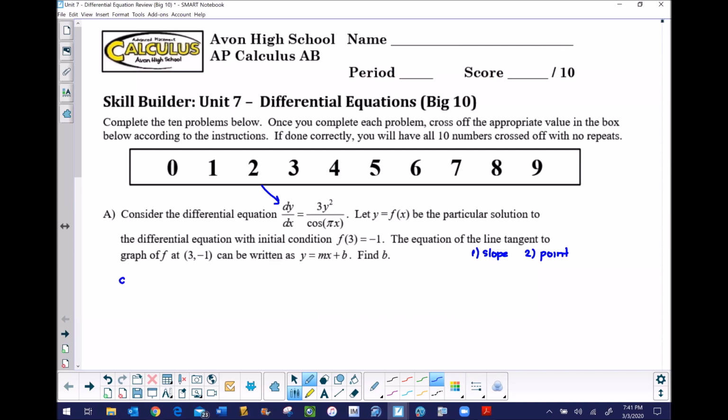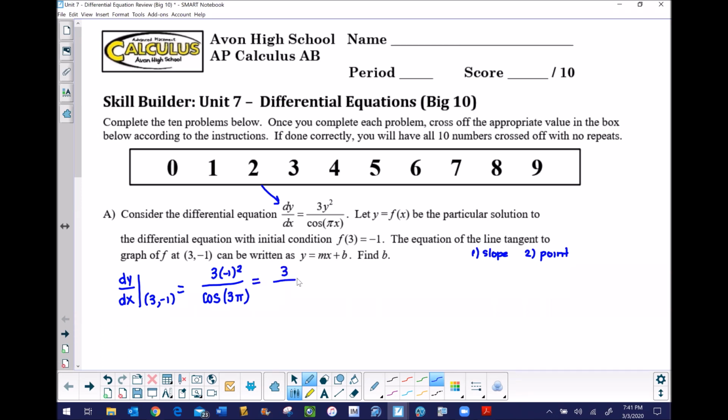So if you can find the value of dy/dx specifically at the point (3, -1), you'll have your specific slope. All we need to do is replace the y with -1 and replace the x with 3. So there we have it. If you simplify the numerator, you get positive 3.